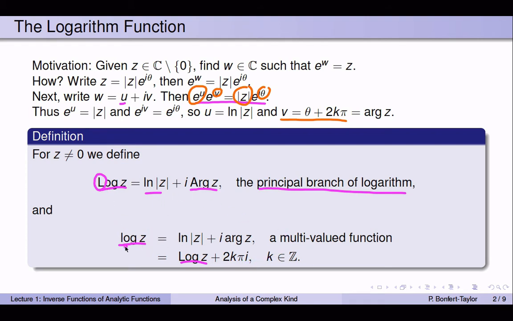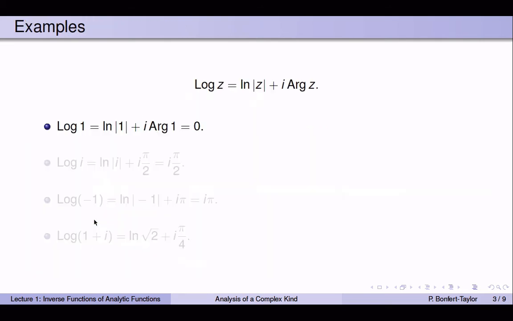Both of these functions have the property that e to the log of z is equal to z. Let's look at some examples. So remember, the logarithm of z, the principal branch, is defined as the natural logarithm of the absolute value of z plus I times uppercase argument of z.